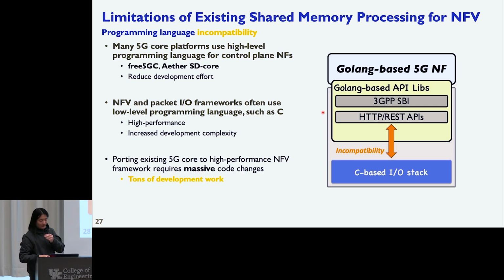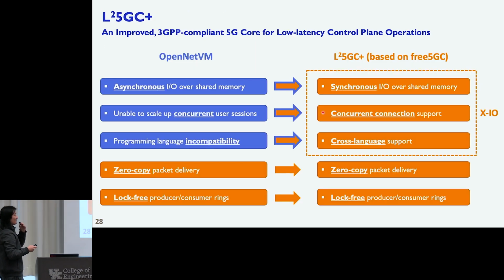So that's why we developed a framework called L25GC+, which is an improved 3GPP-compliant 5G core for low-latency control plane operations. L25GC+ is developed on top of the combination of OpenNetVM and free5GC. By using zero-copy packet delivery and lock-free producer-consumer rings, L25GC+ can benefit from high-performance shared memory processing.